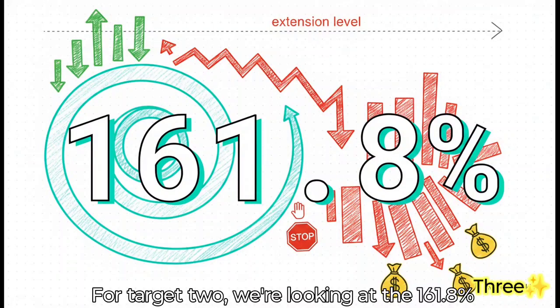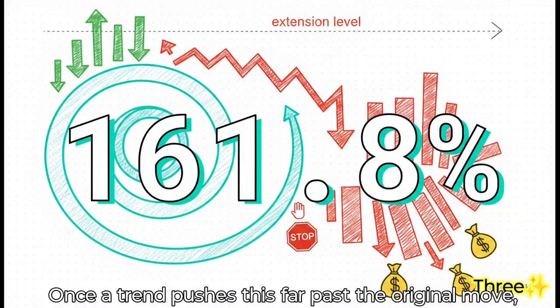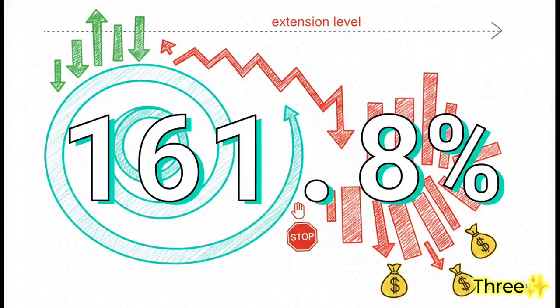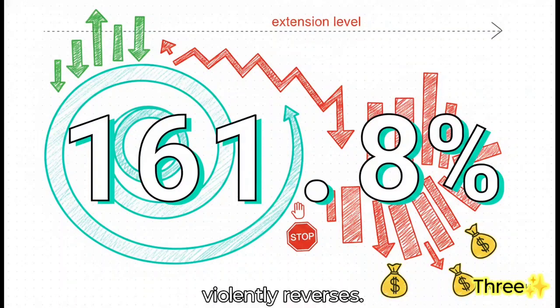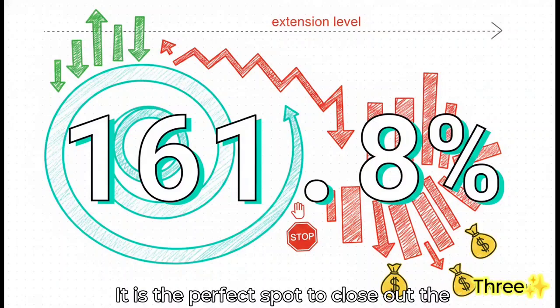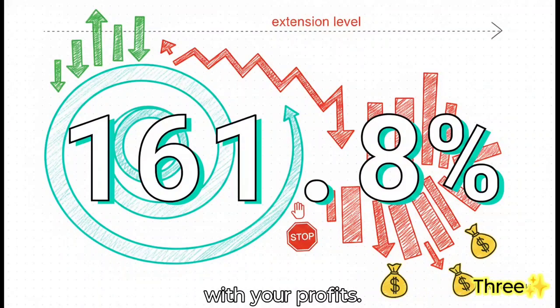For target 2, we're looking at the 161.8% extension level. This is a massive exhaustion point. Once a trend pushes this far past the original move, it usually runs entirely out of gas and violently reverses. It is the perfect spot to close out the remainder of your trade, pat yourself on the back, and just walk away with your profits.